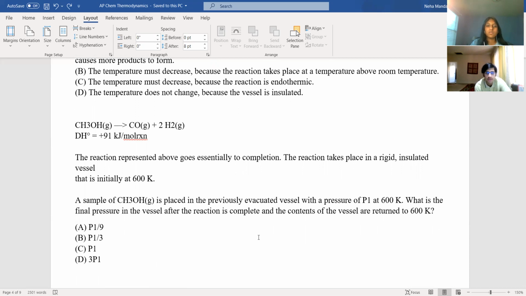Okay. So we have 1 mole thing goes. I think you need a rice table for this.